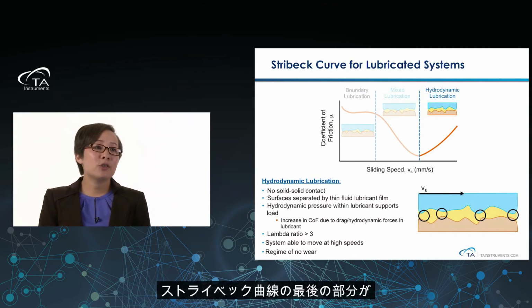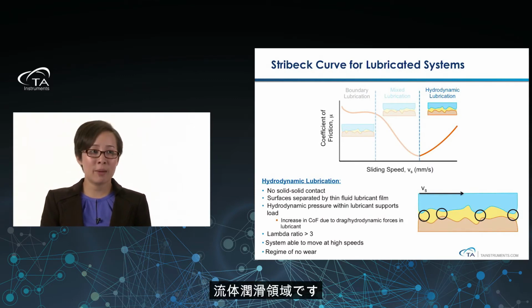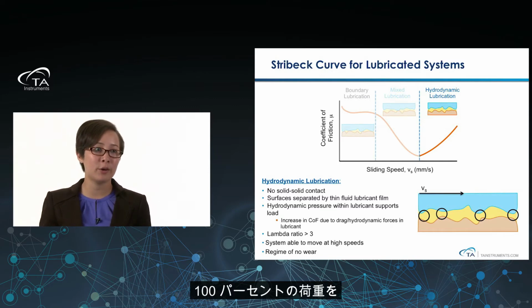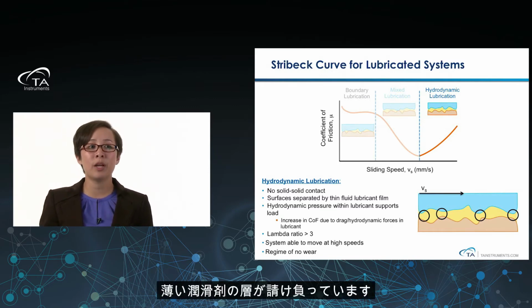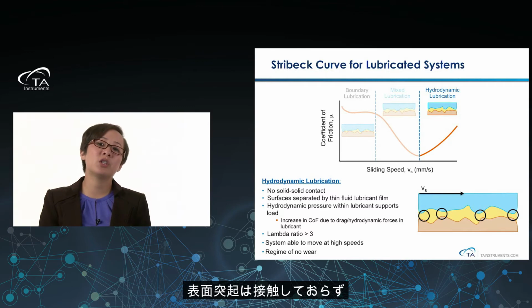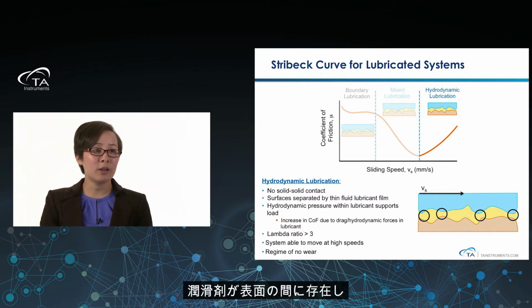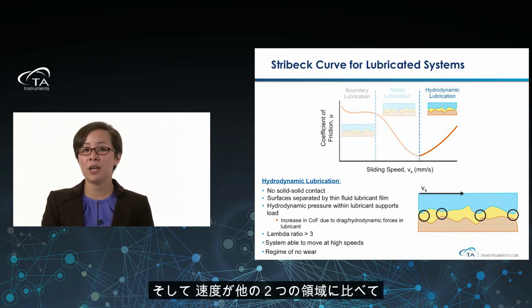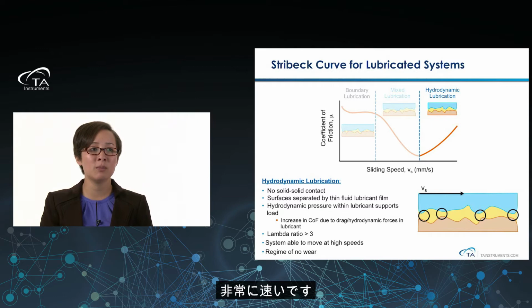The last area of the Stribeck curve would be the hydrodynamic lubrication. This is when we're moving at really high speeds and we have no solid-solid contact. So 100% of that load force is going to be supported by our thin fluid lubricant film. You could see here in the picture, none of our surface asperities are touching one another. That lubricant is in between the surfaces and supporting all of that load. You could see the velocity is much faster than it was in either of the other two regimes.